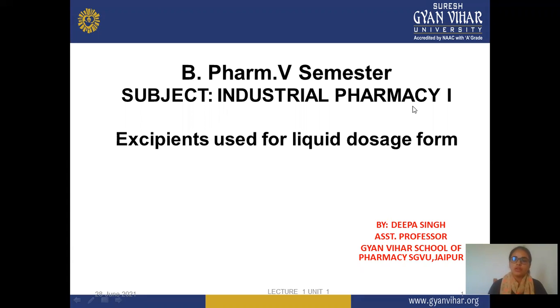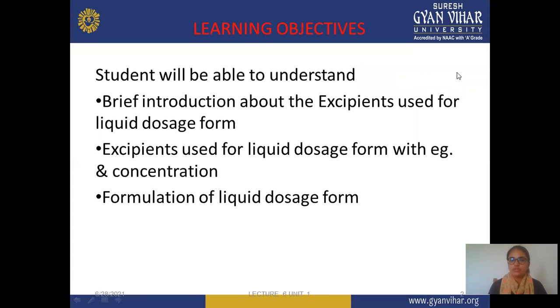Before starting this lecture, we should know the learning objectives. First is a brief introduction about excipients used in liquid dosage forms, meaning first to know what an excipient is. An excipient is any ingredient that you use in your formulation other than the API, other than the drug. All such ingredients are known as excipients. In this lecture, you will learn a brief introduction and description of excipients, which excipients are used in liquid dosage forms, what a liquid dosage form is, and how you select these excipients.